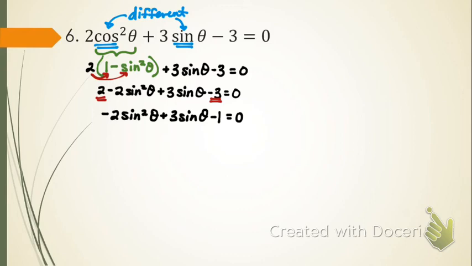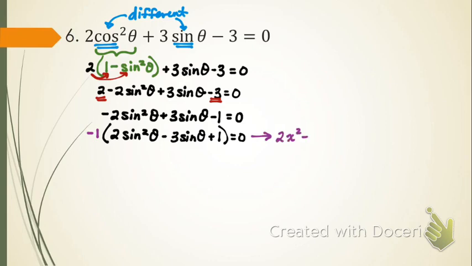Tell me about my leading coefficient. What is the leading coefficient? Negative 2. Do I like negative leading coefficients? No. Then I'm going to pull out a GCF of negative 1 so that I can have a positive leading coefficient. So 2 sine squared theta minus 3 sine theta plus 1 equals 0. This reminds me a lot of 2x squared minus 3x plus 1.